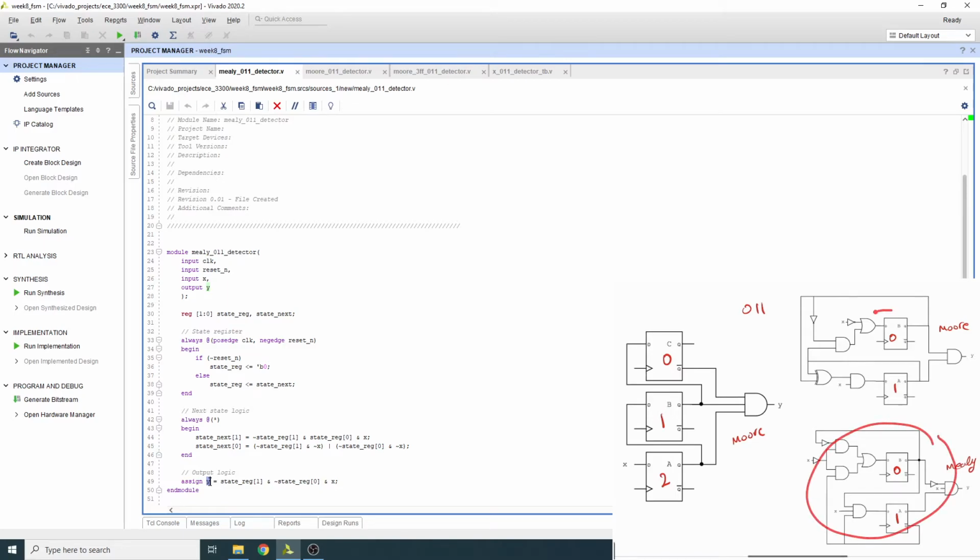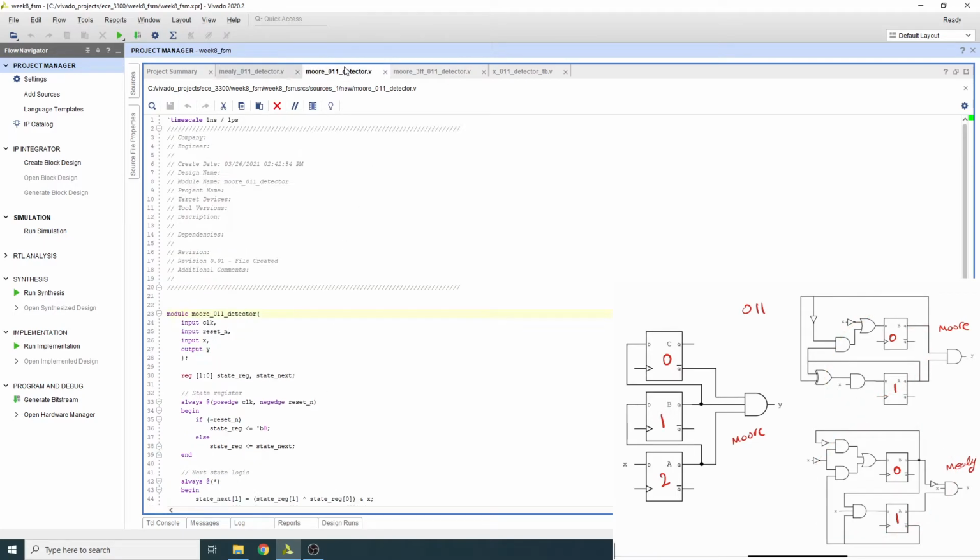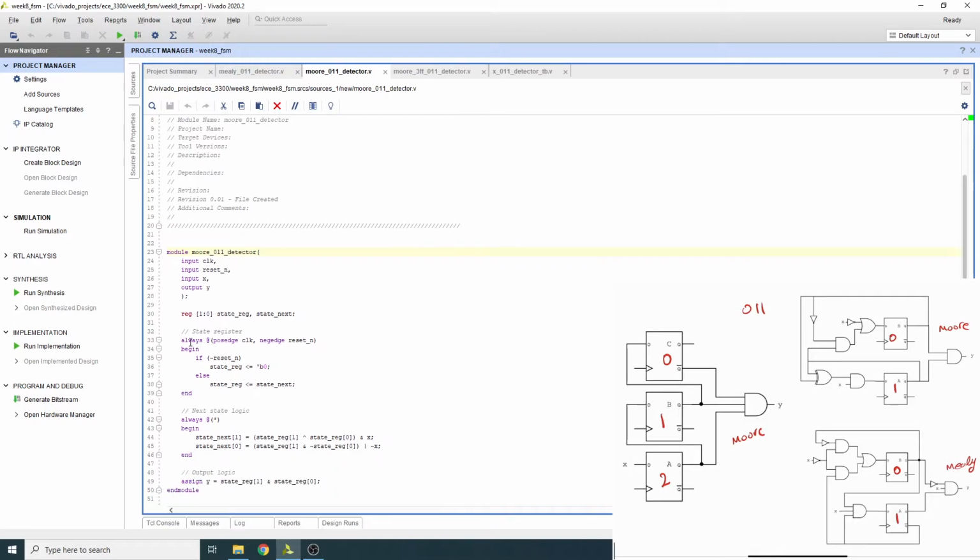How about this one here? Let's take a look at the code for this guy. It's pretty much the same. I have the same thing in here with the reset and the state register. All I'm doing is the next state logic is a little bit different. It's based on the state equation for this particular guy. And now if you take a look at the output, X does not appear in the output at all. And that's why we call it a Moore output, not a Moore machine.